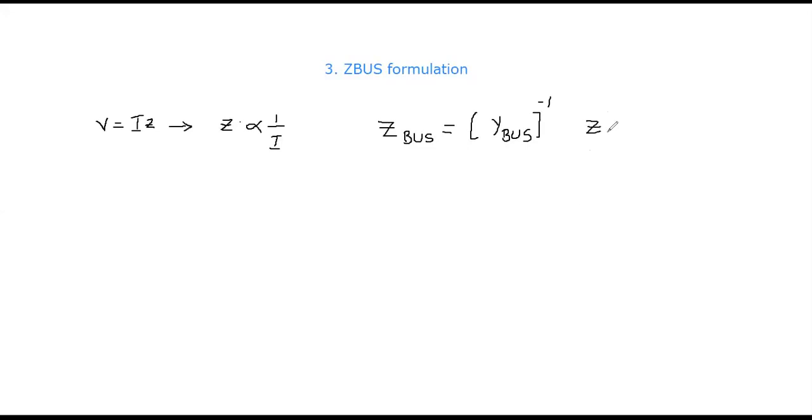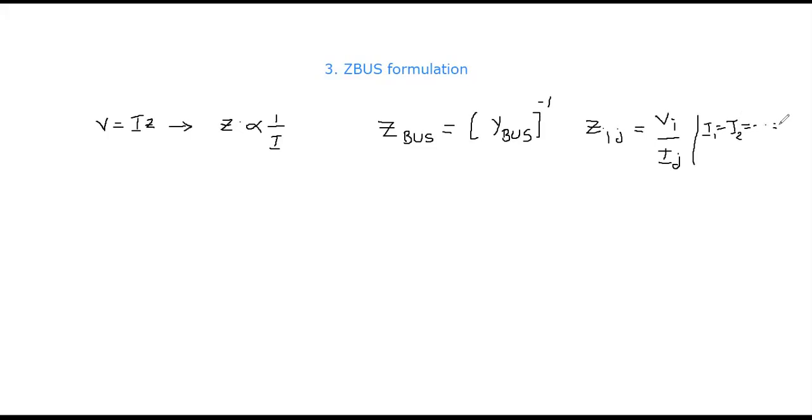So from those generalized equations, that is V1 is equal to Z11 into I1 plus Z12 into I2, etc., I am directly writing here Zij is equal to Vi by Ij, where I1 is equal to I2 is equal to, and so on, In is equal to 0.